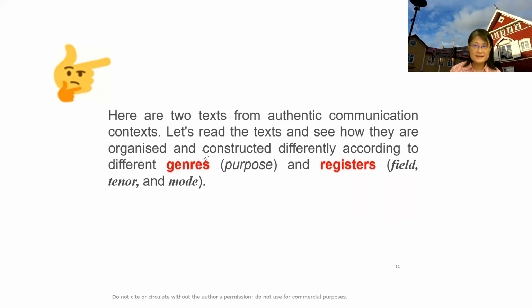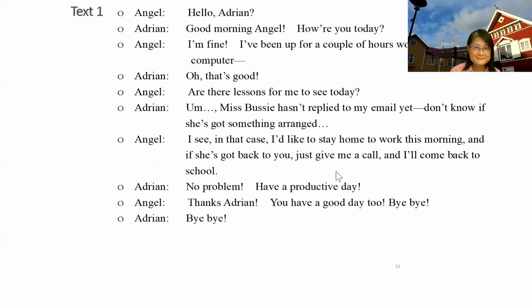So here are two texts from real life conversations and communication. And let's read the text and analyze their genre and their register. So the first text is a conversation between Angel and Adrian.